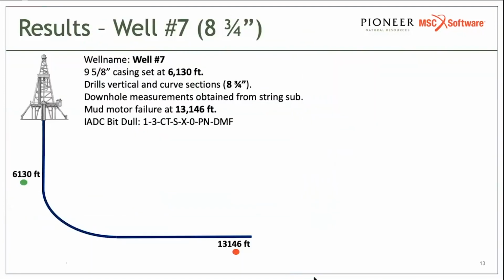I'll show you some results from one of the wells. We are drilling an 8 3/4 section hole. There's a 9 5/8 casing set at 6,130 feet. The 8 3/4 hole is going to be drilled in vertical and curved sections. We also have downhole measurements obtained from string subs, so we can compare the Adams results with the downhole measurement subs results. A motor failure happened in this case at 13,000 feet.